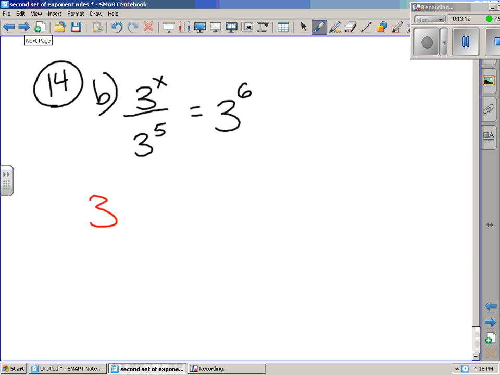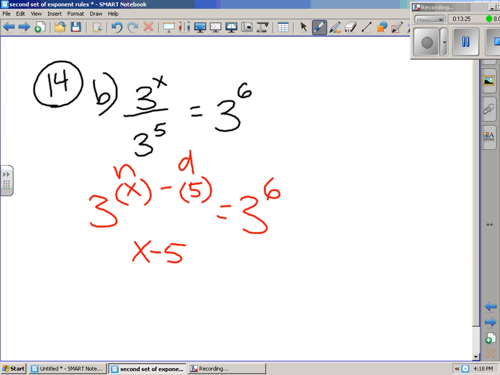14b, once again, we write in our parentheses, we put in our subtraction sign, and then we put in the numerator's exponent here, the denominator's exponent here, and that should equal 3 to the 6th. So that means that x minus 5 needs to equal 6. To get x alone, we use the inverse operation, and we get x equals 11. And just picture, 11 minus 5 would give you 6, so it works.